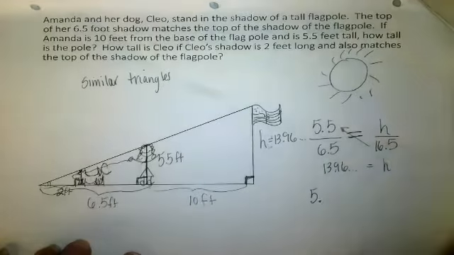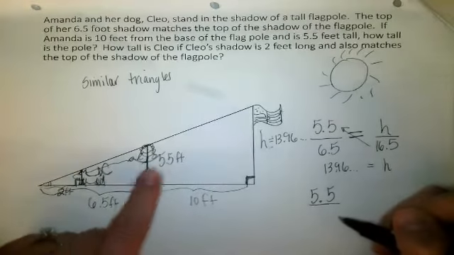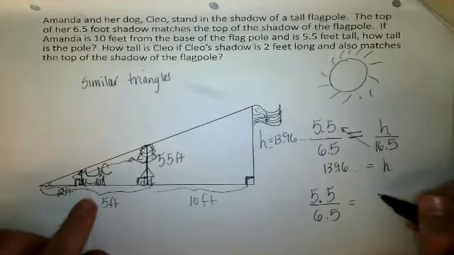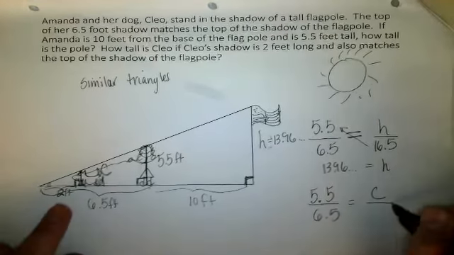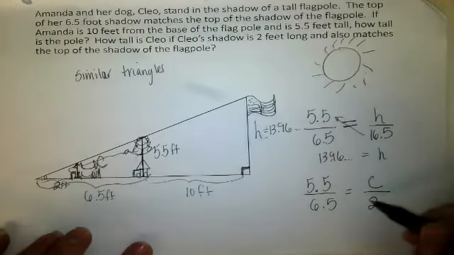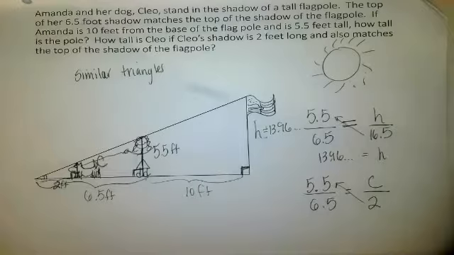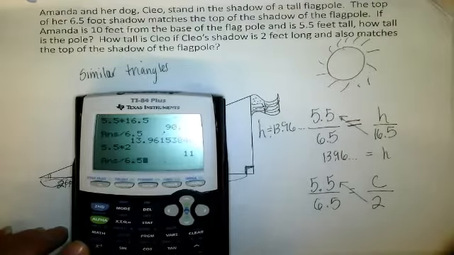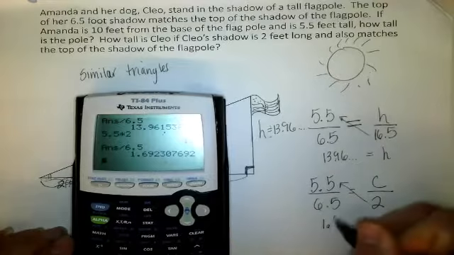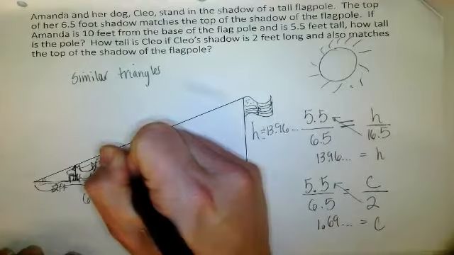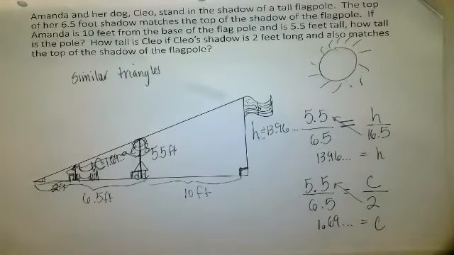All right, yeah, we could use either one. I'm going to stick with mine because I had some pretty nice numbers there. So 5.5, my height to my shadow, is going to compare to Cleo's height to Cleo's shadow, over 2 feet. And if we want to isolate the C, all we have to do is multiply the 2 over. So 5.5 times 2 divided by 6.5 gives Cleo's height of 1.69, and so on. So Cleo was not quite 2 feet tall, 1.69 feet.